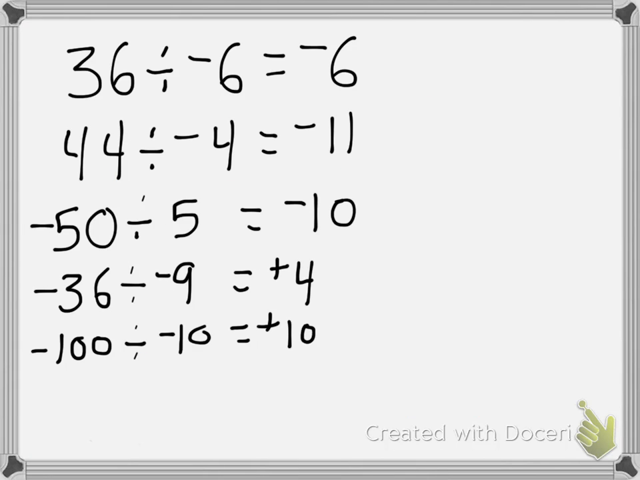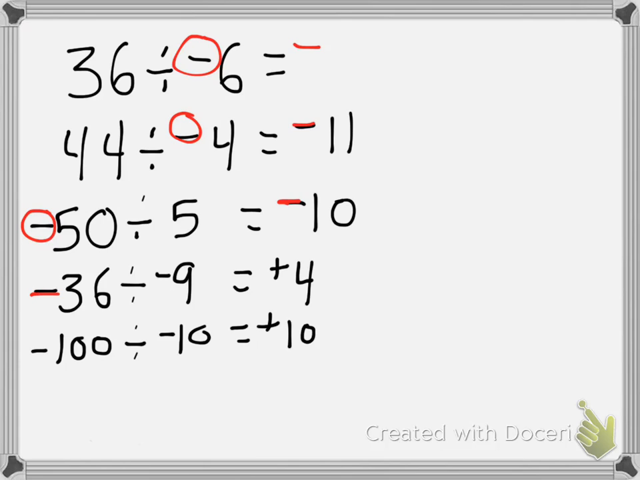So we look back at these problems, and the first thing I want you to do when you're figuring this out, look at a problem, figure out if it's 2 positives, 2 negatives, or one of each, and then I want you to write the sign of the answer. So, for example, let's say that this -6 wasn't here. You'd look at 36 divided by -6. It's got 1 negative, so my answer is going to be negative. 44 divided by -4, it's got 1 negative, so my answer is going to be negative. -50 divided by 5, it's got 1 negative, so my answer is going to be negative.